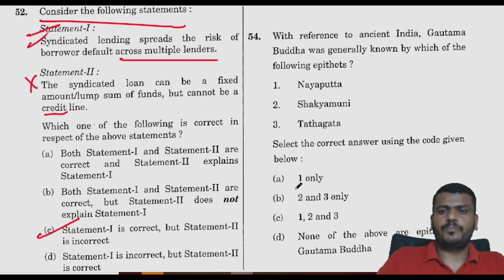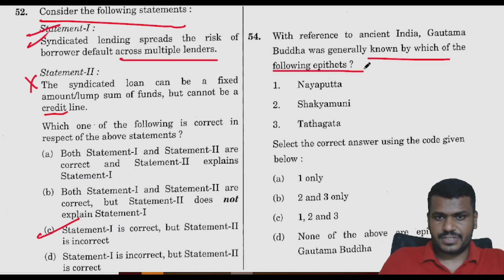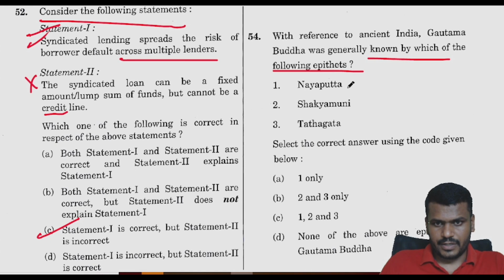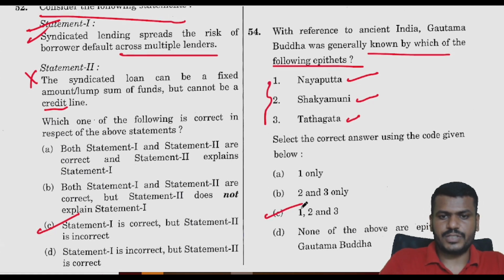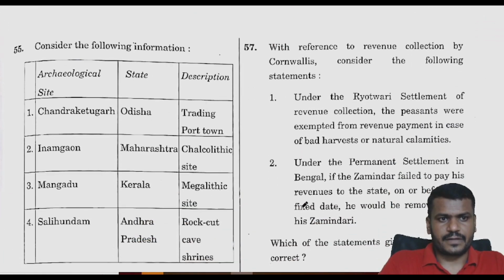With reference to ancient India, Gautama Buddha was generally known by which of the following epithets? Okay, Nayaputta, Shakyamuni, and Tathagata. Yes, all of the above are correct, guys. 1, 2, 3. He's called all of these. Okay, that's why all of the statements are correct.